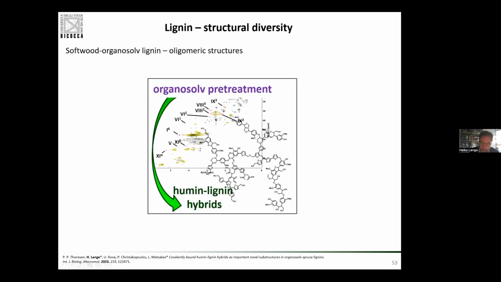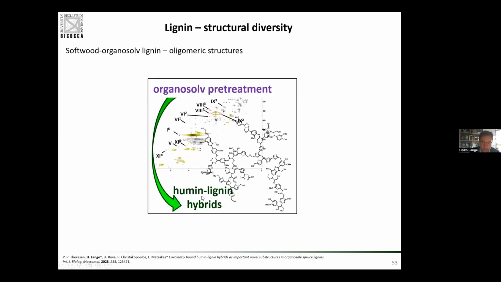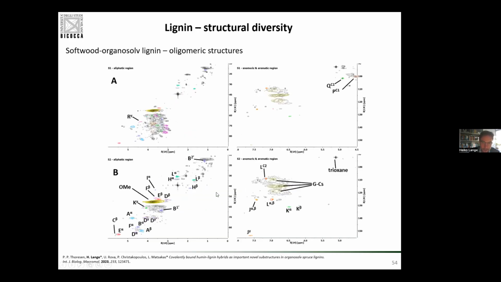Here, for the first time, we managed to identify something that we call, at the end of the day, humin lignin hybrids, or lignin humin hybrids. Because here, for the LCC, the analysis revealed basically that there are some cross peaks that are surely not sugars, that are surely not lignins, and they are not extractable.